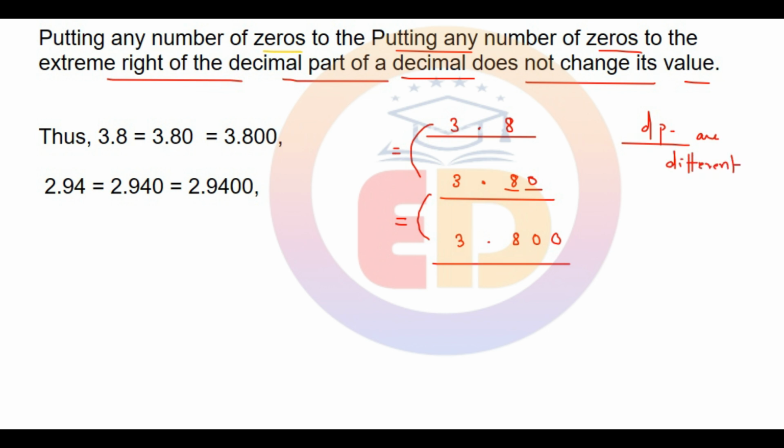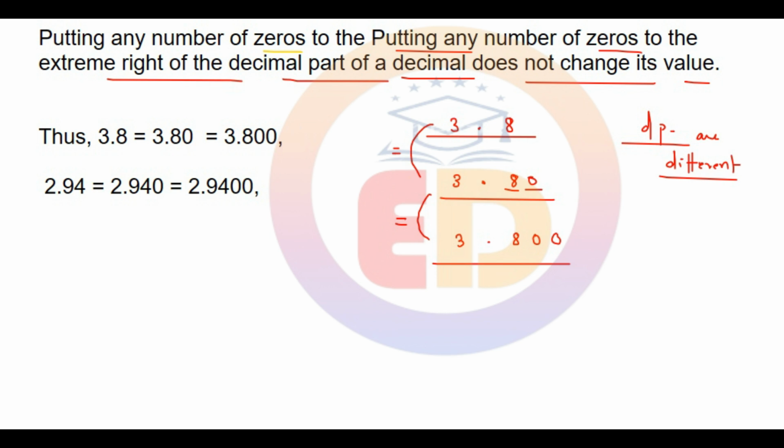Now we can use this method to actually make the decimal places of unlike decimals the same. How do we do that? We will learn this in one of the questions while comparing decimal numbers. But understand that if you place a 0 on the right side of a decimal part, it will not change the value. The value remains the same.